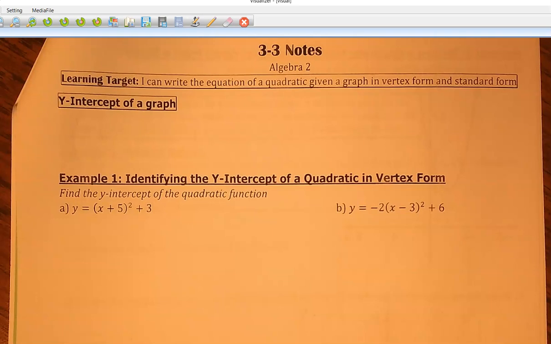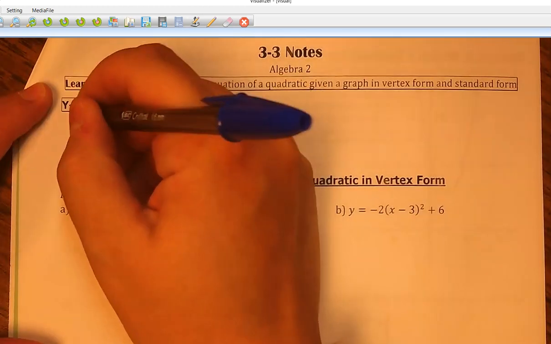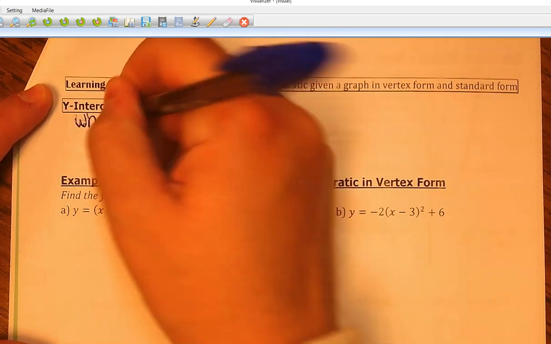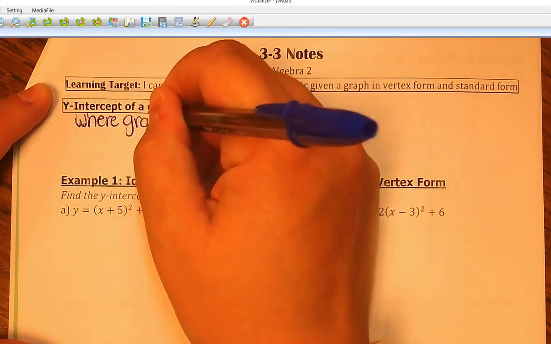Right, so today we're going to mix back and forth between writing quadratics in vertex form and standard form. One of the things I want to talk to you about is how to find the y-intercept of the graph from either format. Okay, so the y-intercept is where the graph crosses the y-axis.